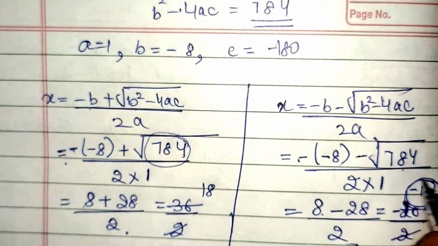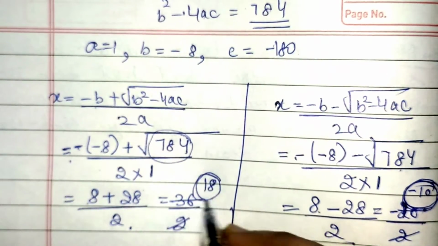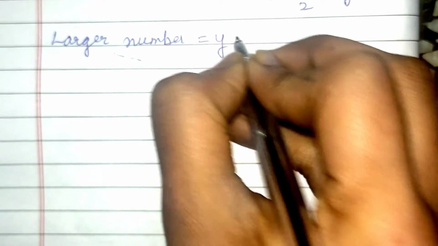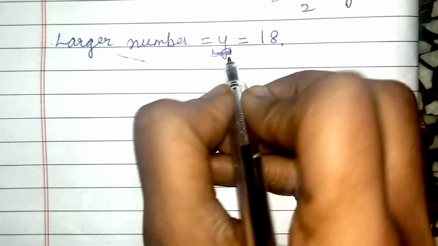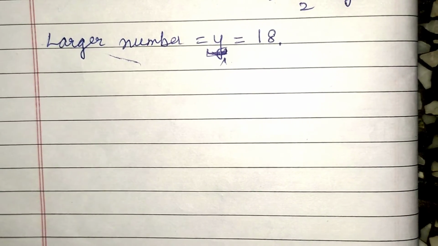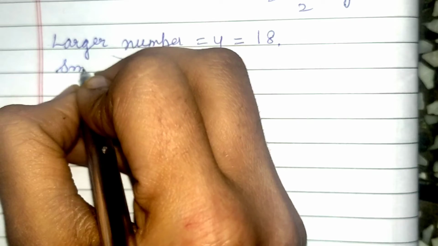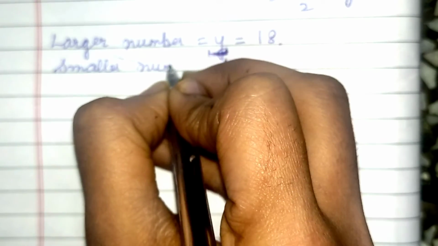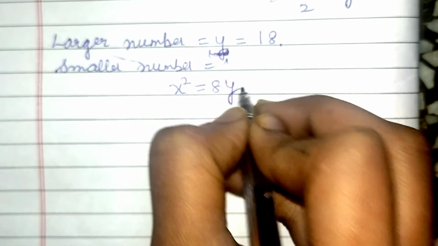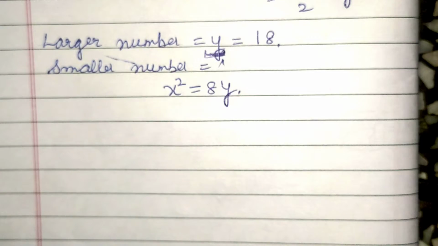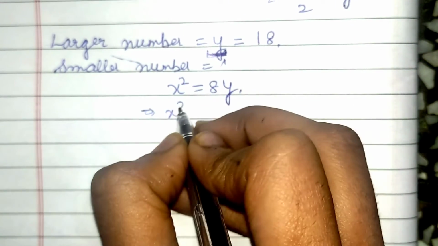So negative values are not possible, so my answer will be the positive value. That means my larger number y will be equal to 18. Because this time our quadratic equation was in the form of y, and y was our larger number. So what will my smaller number be? We have derived one relation, that x square is equal to 8y. So put the values and you will get your result.